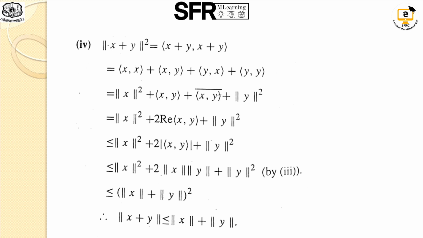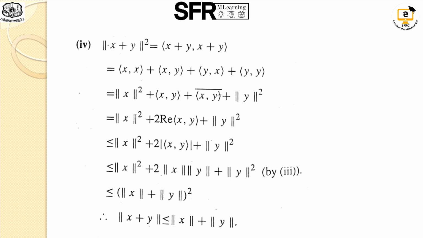Then we split each term. The first inner product of x comma x is norm x square, keep the second term as it is, and we write the third term, inner product of y and x, as the bar of inner product of x and y, plus the last term norm y square. And we know that z plus z bar is 2 into the real part of z. So by that property we couple the second and third terms as 2 times the real part of inner product of x and y, which is less than or equal to norm x square plus 2 into modulus inner product of x comma y plus norm y square.